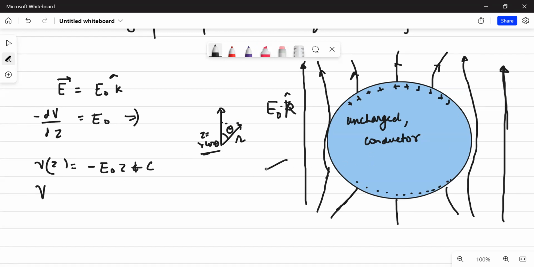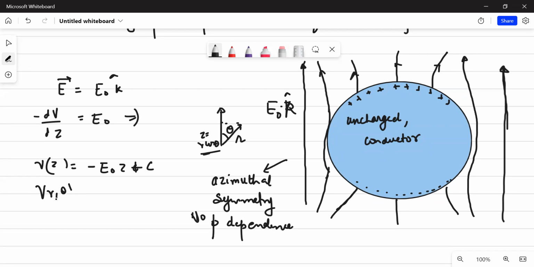So this particular problem will have azimuthal symmetry, so there will be no phi dependence. And you can see that your electric field is along the Z axis. So I'll simply write my dV by dz would be E naught, and I can write V(z) would be minus E naught Z plus some constant of integration, and Z I can write as R cos theta. So overall, I know that my potential as a function of R and theta would be given by minus E naught R cos theta, and there would be some constant that I'll find.